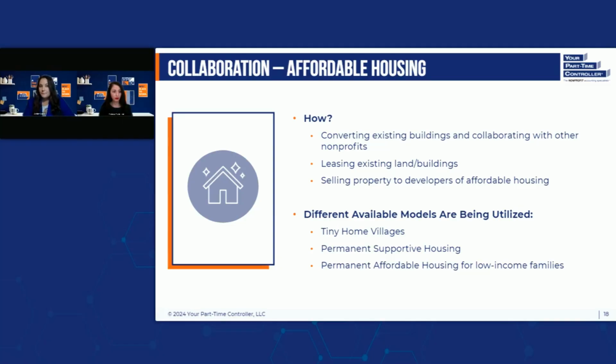There are a couple of different models that are available and being utilized. One is tiny home villages, which we're going to talk about an organization that actually built a tiny home village coming up. And then permanent supportive housing, which is where they convert existing buildings for affordable housing. And then that is also paired with affordable housing assistance and voluntary support services to address the needs of individuals experiencing homelessness and low-income families.